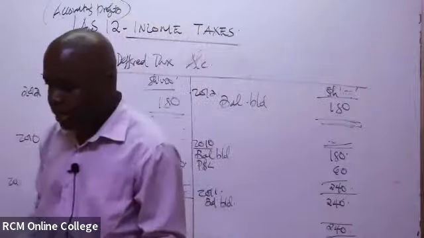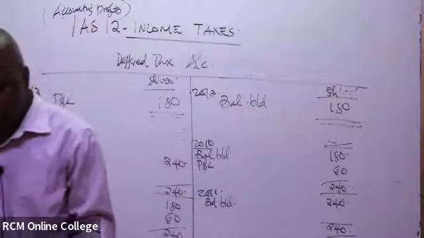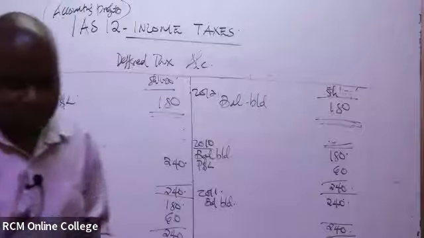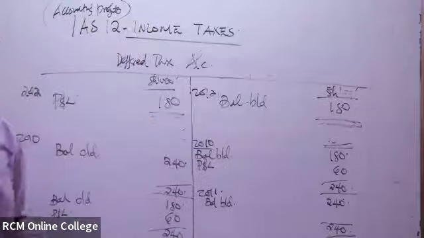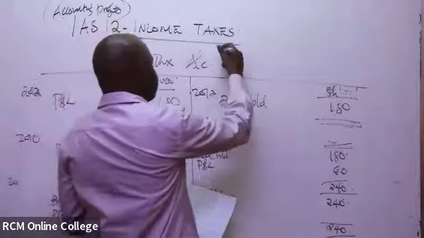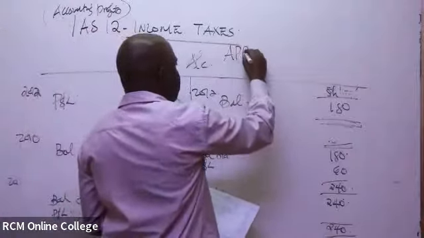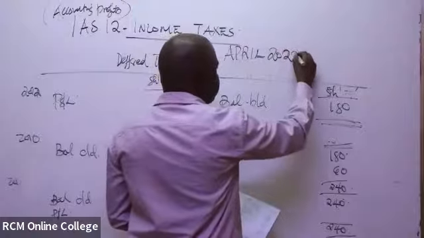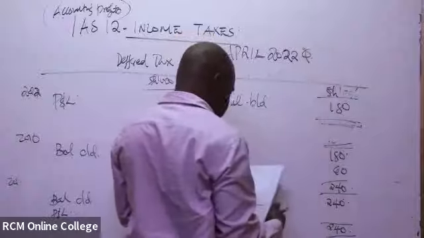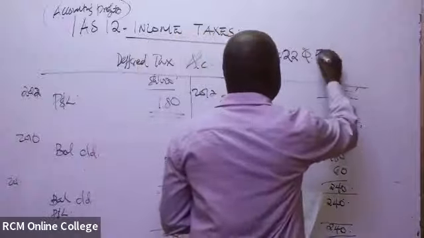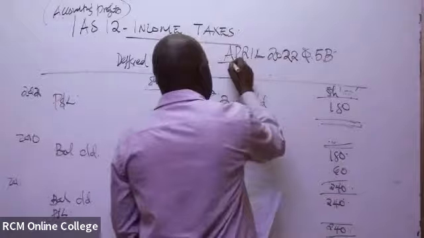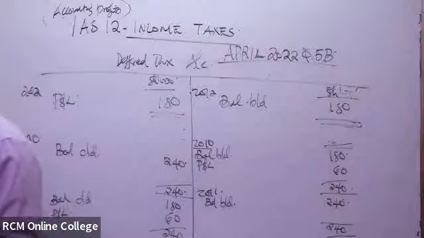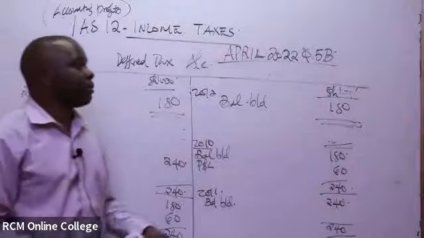So we can end there. But now I leave a question so that you can also look at it. April 2022. Maybe we look at it in our class before we start the next area. It is question number 5B. So take note of this particular question. You can attempt it as an assignment. April 2022, question number 5B.